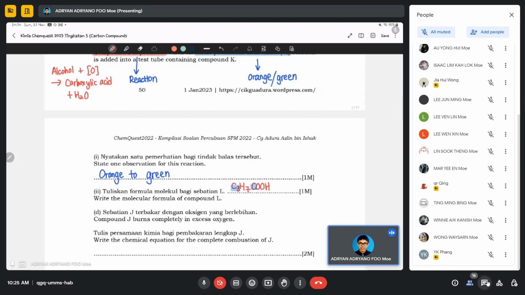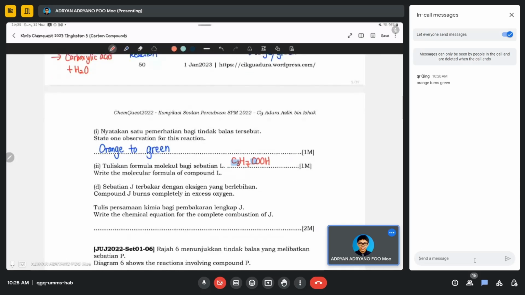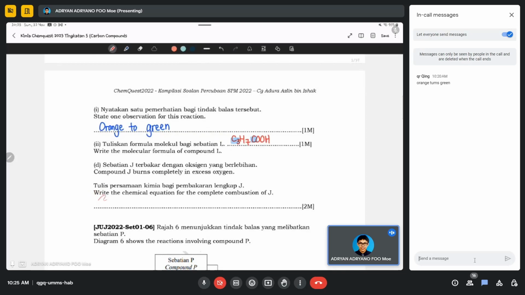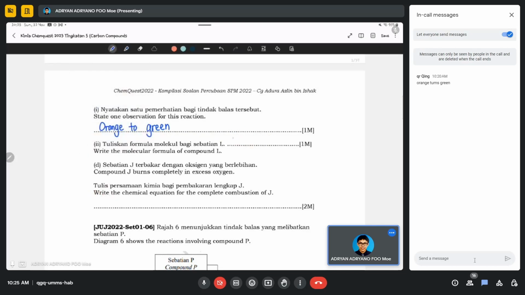Okay, so this is how you understand the inversion. Okay, next. Compound J, what happened? Burn completely in excess oxygen. Alcohol 只有 complete combustion. Okay, remember write the chemical equation for the complete combustion. Senang lah. Okay, 第一个我们先写它的 chemical formula.